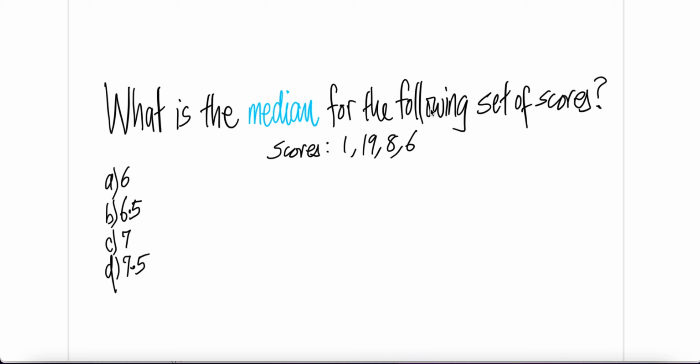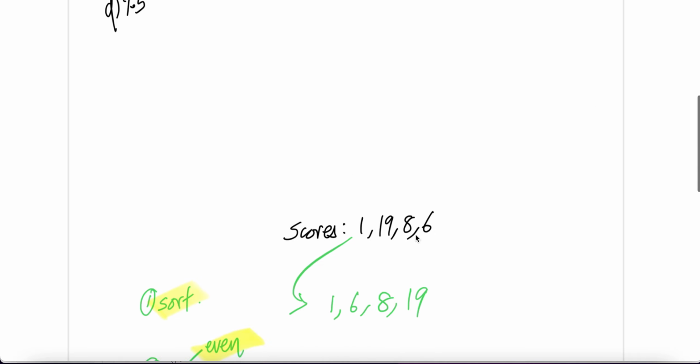What is the median for the following set of scores? Here the scores given are 1, 19, 8, 6. There are n equal to 4. And pick one of these values that is the median. First, look at the scores.